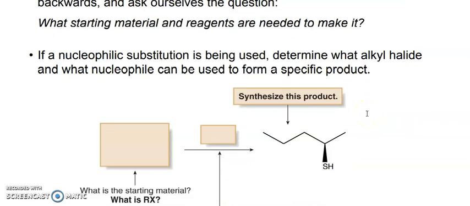So if a nucleophilic substitution is being used, determine what alkyl halide and what nucleophile can be used to form a specific product. So you can see this is the starting material, what is RX, and this is indicating what reagent is needed, what is the nucleophile, and this is the synthesized product. This is urea.